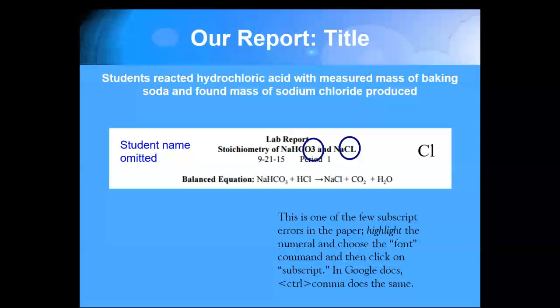To get a subscript, you simply highlight the numeral, choose font in your word processor, and click on subscript. Google Docs is kind of easy to work with because if you highlight it and then push Control, comma, that does the same thing, and then you push Control, comma again to get out of the subscripting. And you'll notice they spelled chlorine or chloride with 2 capital letters, and that's a big no-no.